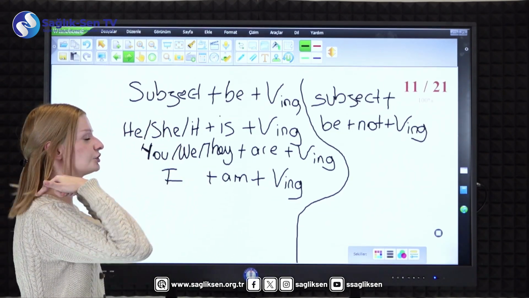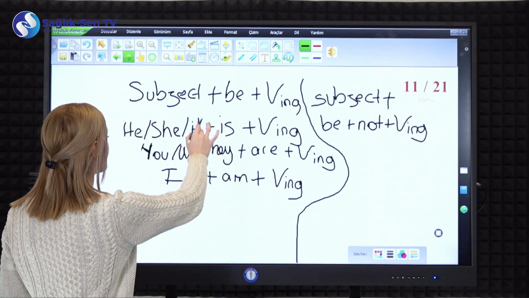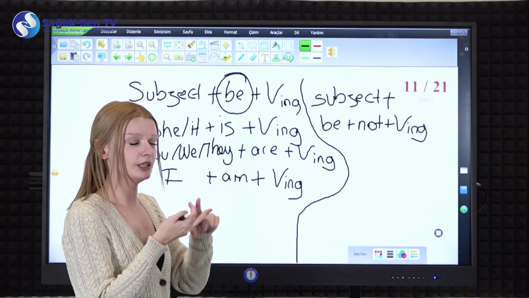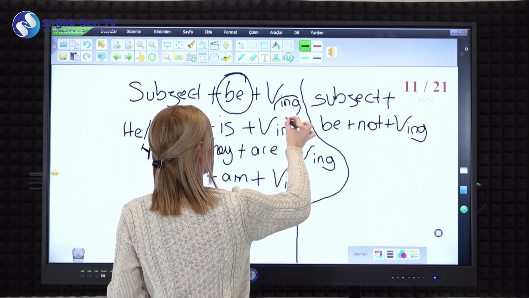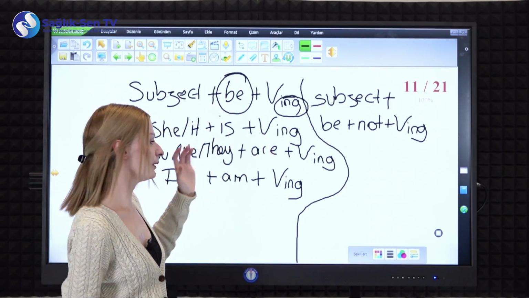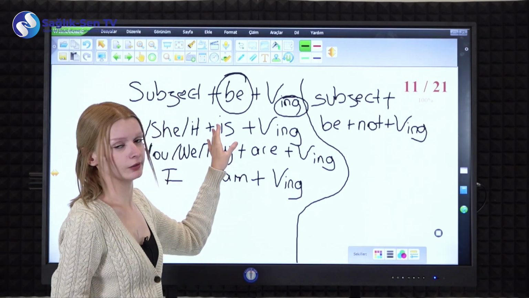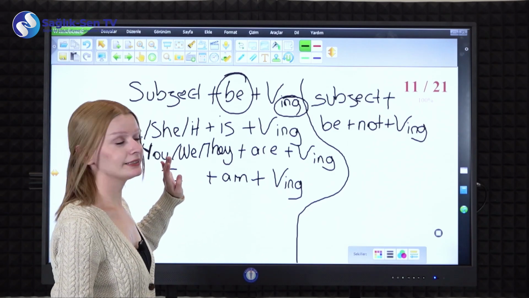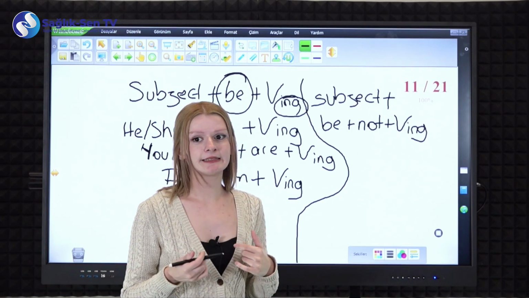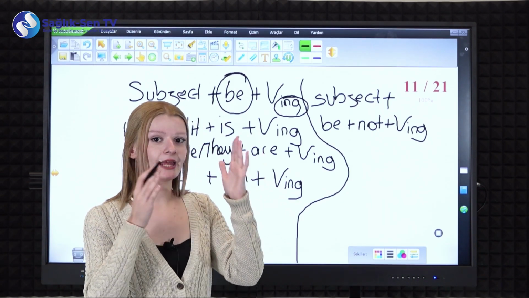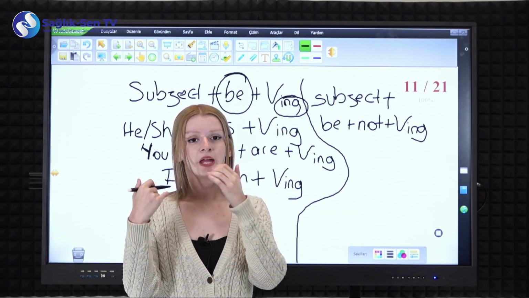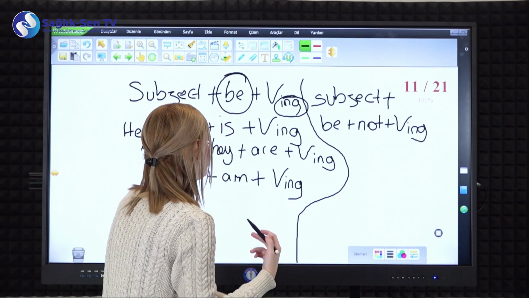And my sentence structure, affirmative sentence structure: my subject, be form of my subject, which is am, is, are, and verb ing. He, she, it gets is, and verb ing. You, they get are, verb ing. I gets am, verb ing. And if I want to make my sentence negative, I use be not after my subject. My subject, be form, not, and verb ing.